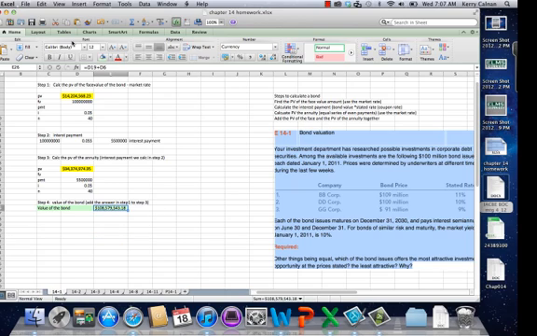So you go do the other ones. I'll post my Excel, but this should walk you through the process on how to calculate a bond.